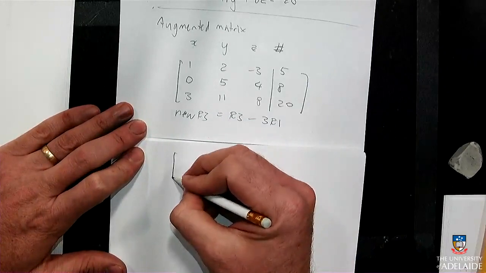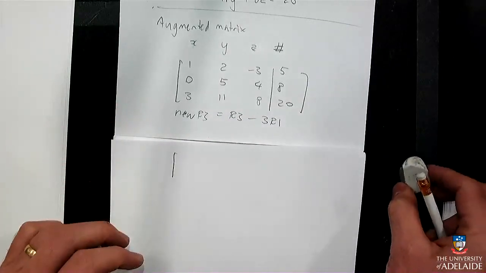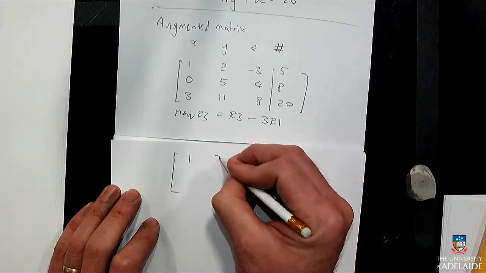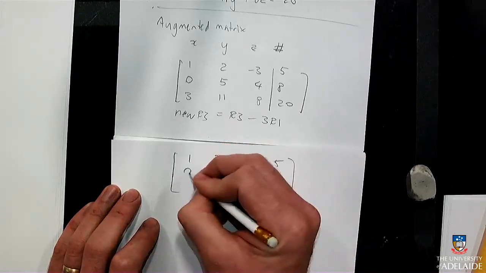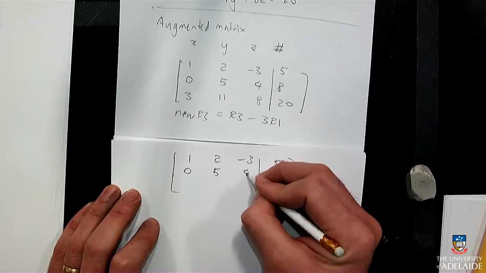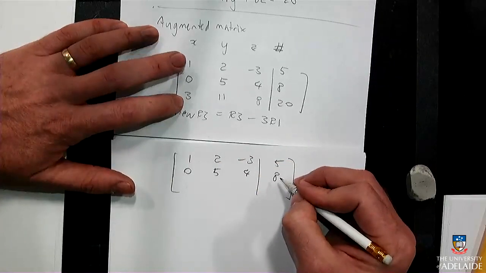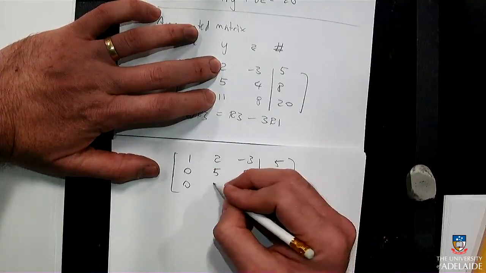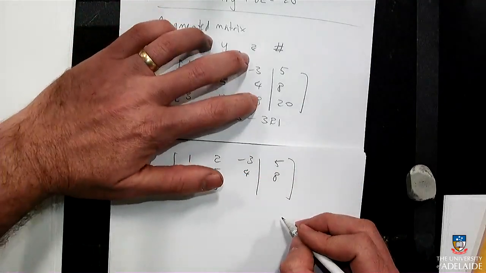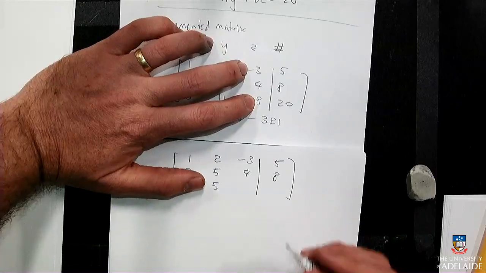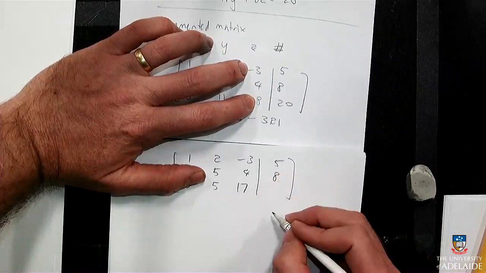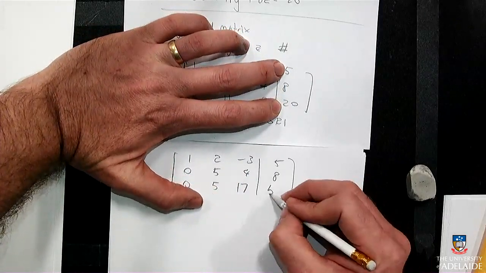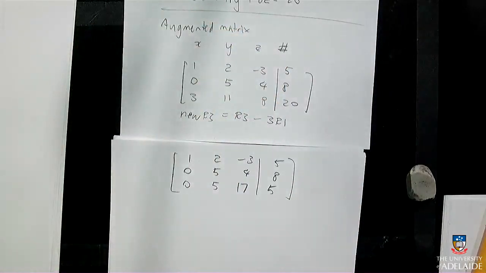So let's see. Do you reckon I can do that in my head? I'll give it a go. I didn't change row 1. I didn't change row 2. 3 minus 3 times 1 is 0. 11 minus 3 times 2, which is 11 minus 6, which is 5. 8 minus 3 times minus 3 would be 8 plus 9, which is 17. 20 minus 3 times 5 would be 5. Whew. Tricky.